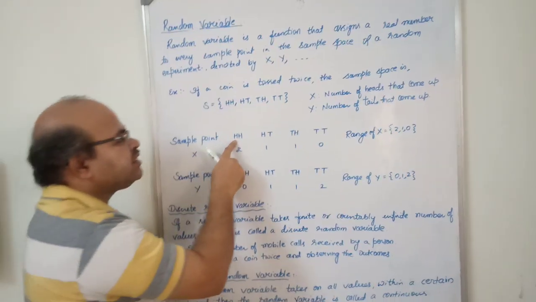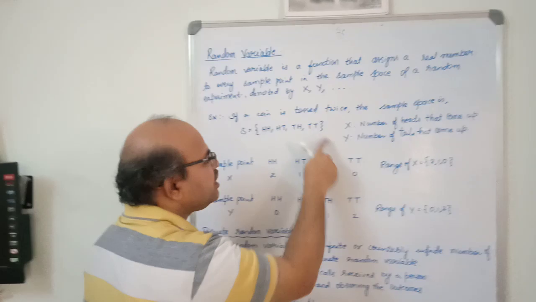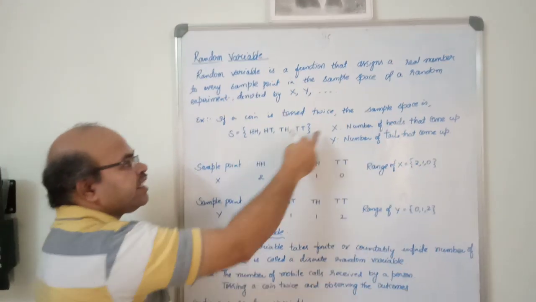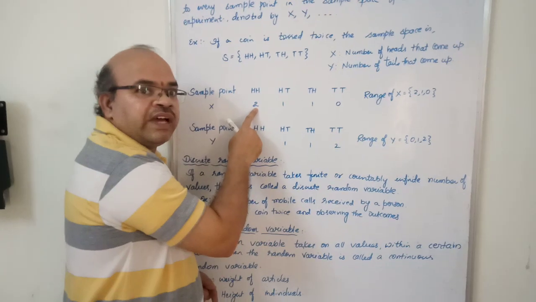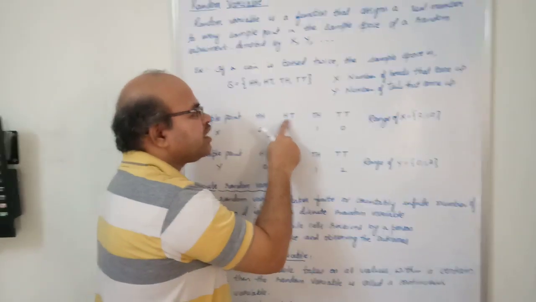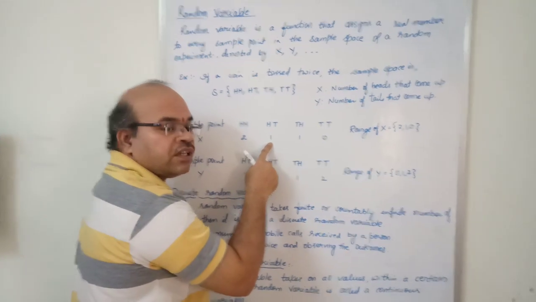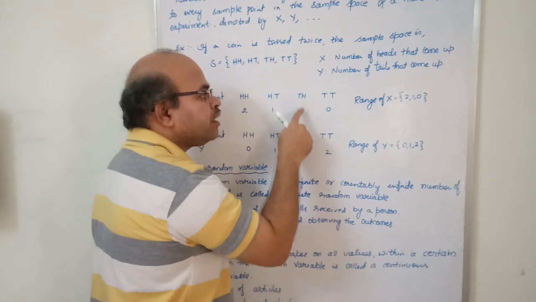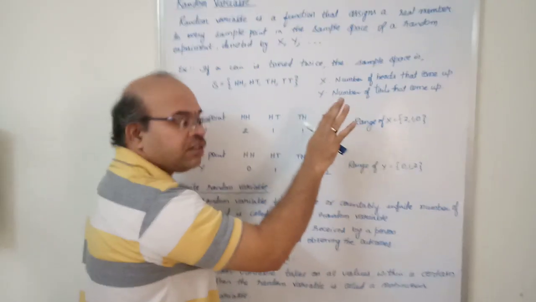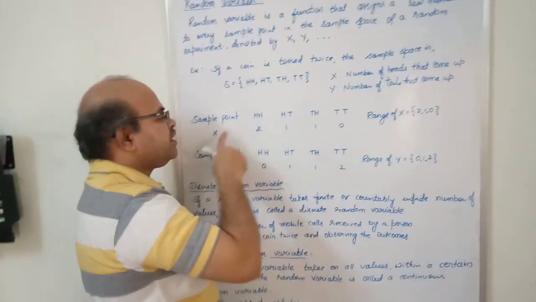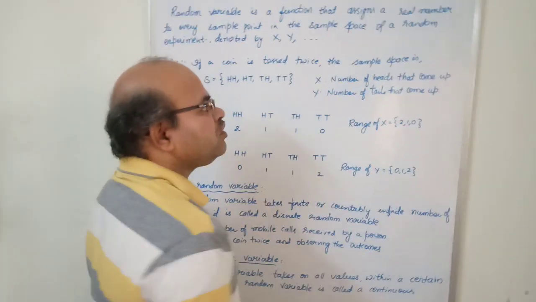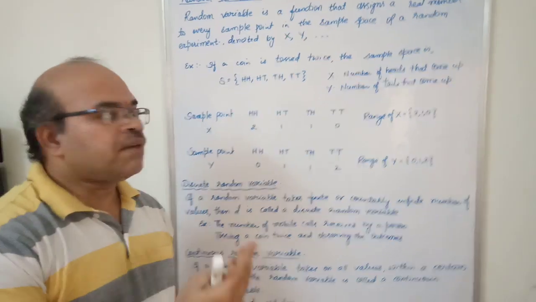The sample points are written HH, HT, TH, TT, and then X is what? The number of heads. Here how many heads are there? 2. Therefore its value is 2. Here how many heads are there in this sample point? Only 1. So therefore 1. Here also there is only one head. Therefore 1. Here there are no heads at all. Therefore it is 0. Why are we counting only heads? Because X is the random variable which counts the number of heads that come up.